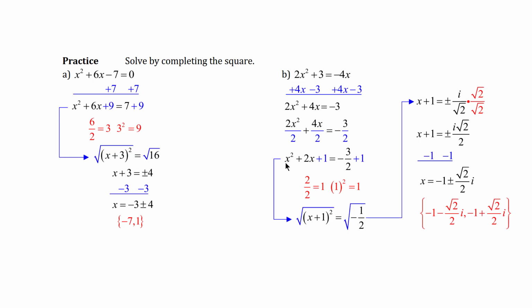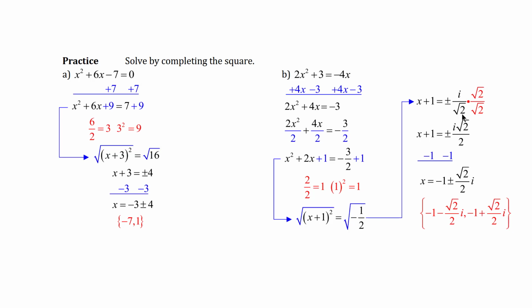Next, we could express the perfect square trinomial as a square of a binomial, and then we add negative 3 over 2 and 1 together. The result is parentheses x plus 1 squared equals negative 1/2. Next, we need to solve for x by getting rid of the square. We just use the square root property and take the square root of both sides of the equation. So the result is x plus 1 equals plus or minus i over root 2.